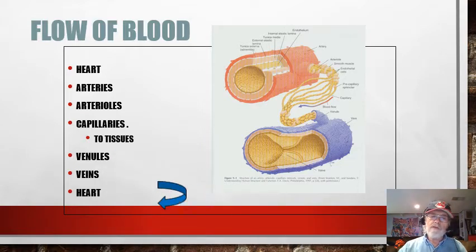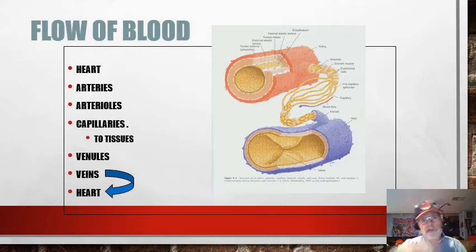And finally, from the veins, we get back to the heart, and then we start this whole thing again. Heart, arteries, arterioles, capillaries, venules, veins, and back to the heart again. A big, never-ending circle. And the diagram on the right in the picture here shows a little bit of that.